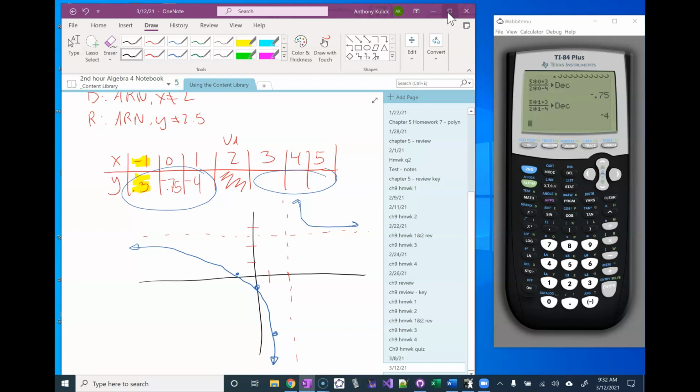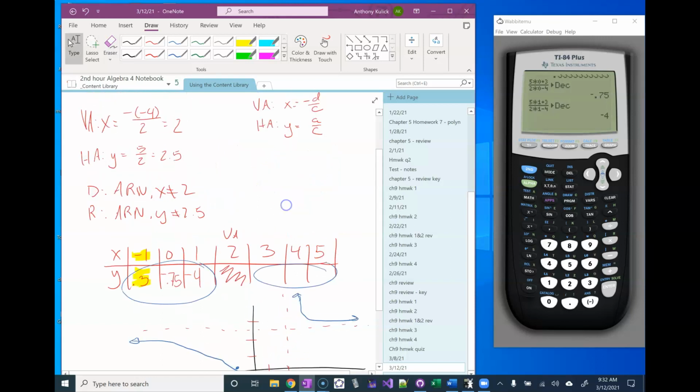So that's the vertical and horizontal asymptotes. The vertical asymptote was at 2, so that's the vertical line at 2. And the horizontal asymptote is 2.5, so that's the horizontal line at 2.5. Is that okay?